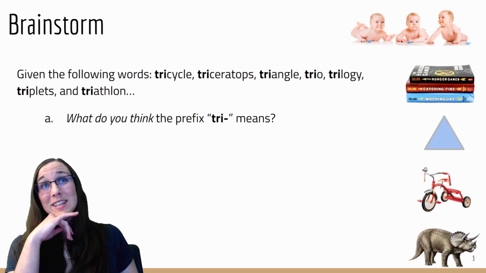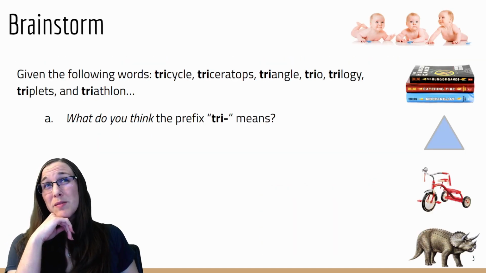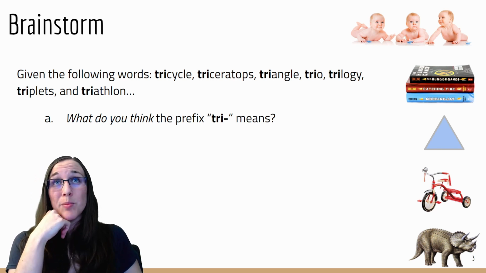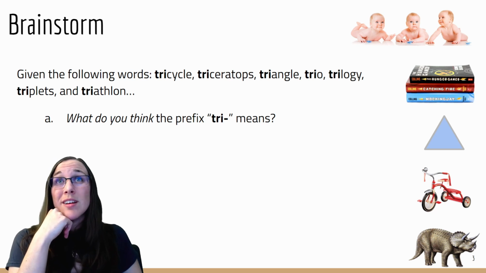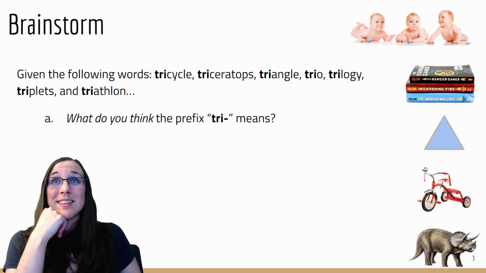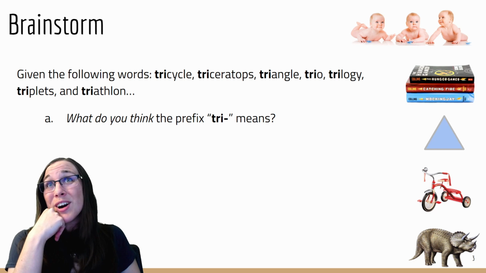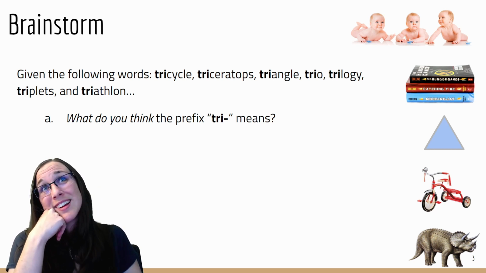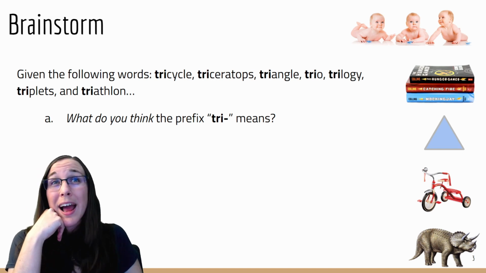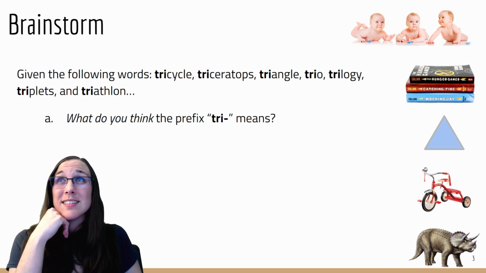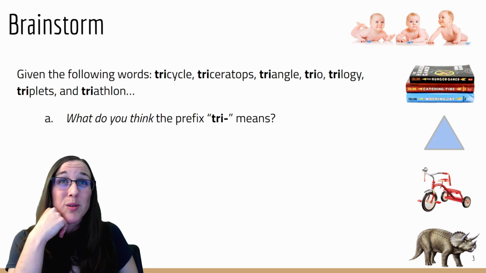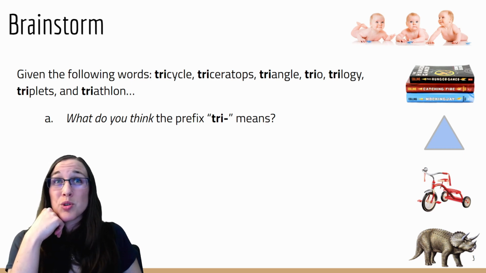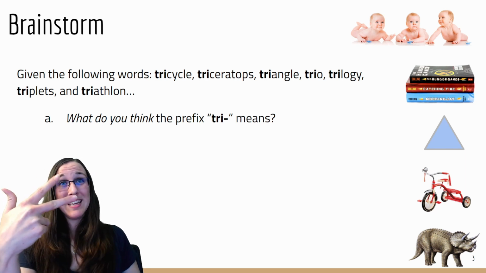Before we jump into the rest of the naming, just a little bit of a brainstorm. Given the following words that you've likely heard of at some point: tricycle, triceratops, triangle, trio, trilogy, triplets, triathlon. What do you think tri means? The prefix is something you put in front of all those words to symbolize a number. Tri means 3, in case you didn't get that.